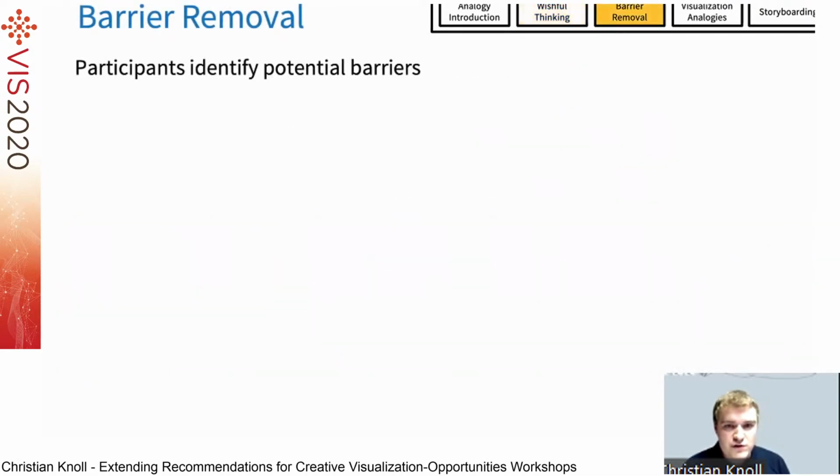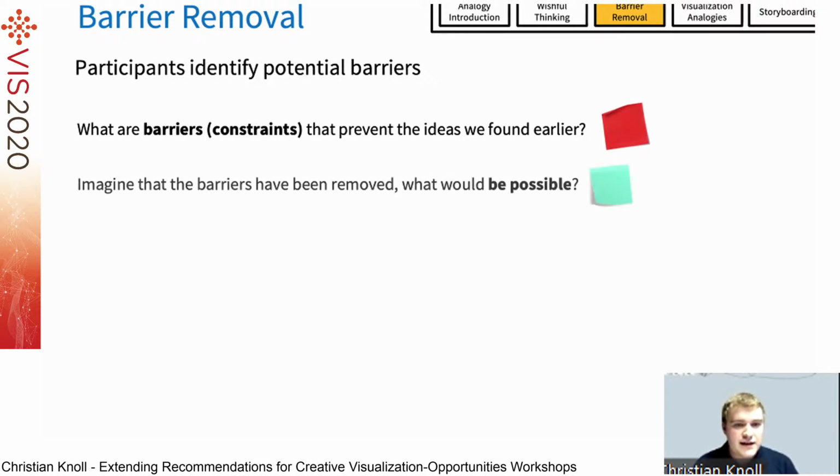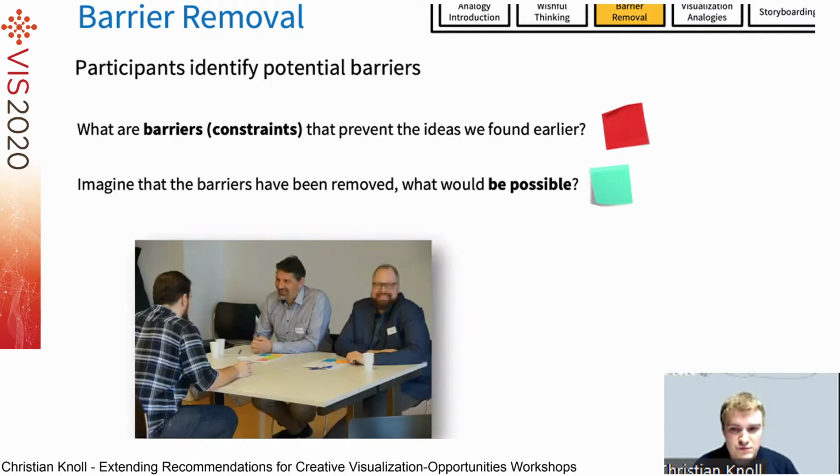In barrier removal, the groups from the previous activity brainstorm about potential barriers that could prevent the ideas found in visual thinking from being realized. They are again asked to write their answers down on different colored sticky notes based on the questions: what are the barriers, constraints that prevent the ideas that we found earlier? And imagine that these barriers have been removed. What would be possible? The participants discuss the questions in their groups, and the answers are then collected and discussed on the whiteboard.